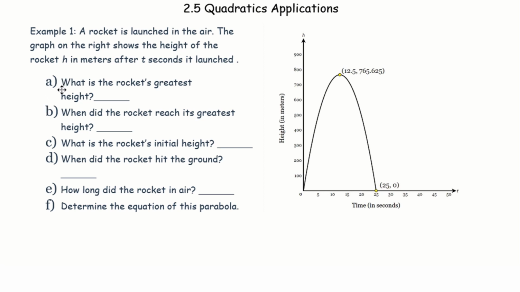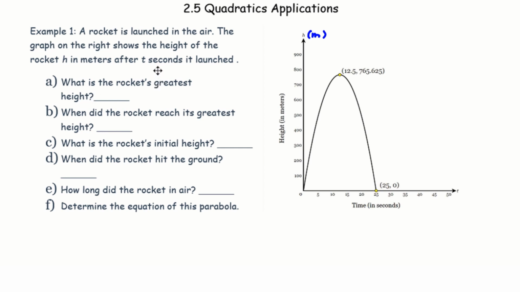Hello, in this video we are going to show you how to determine the equation of a quadratic function using given information. The first question is a real-world application. A rocket is launched in the air. The graph on the right shows h, the height of the rocket in meters, and the time in seconds. Question 1 asks what the rocket's greatest height is.